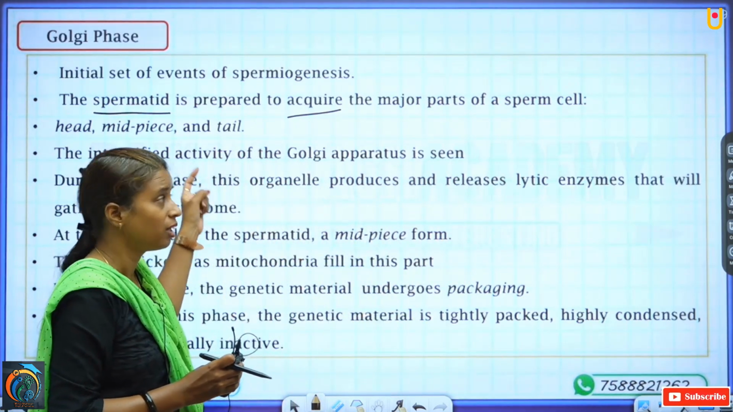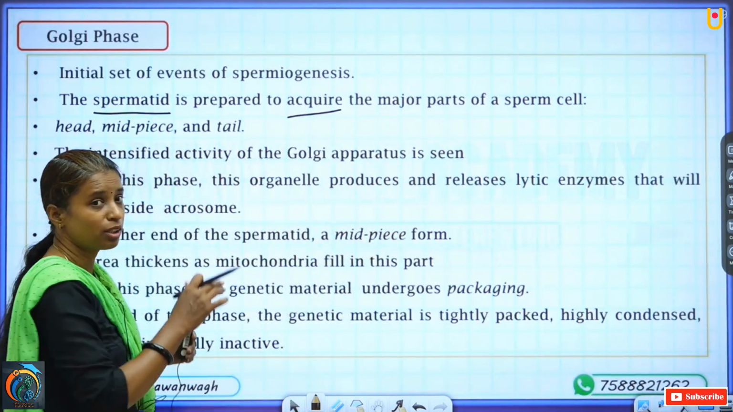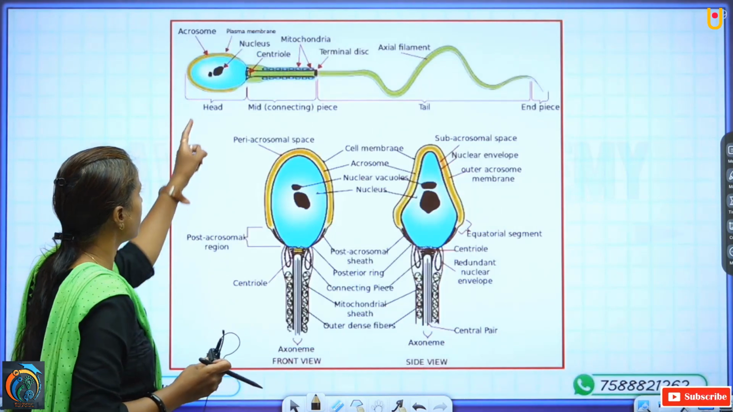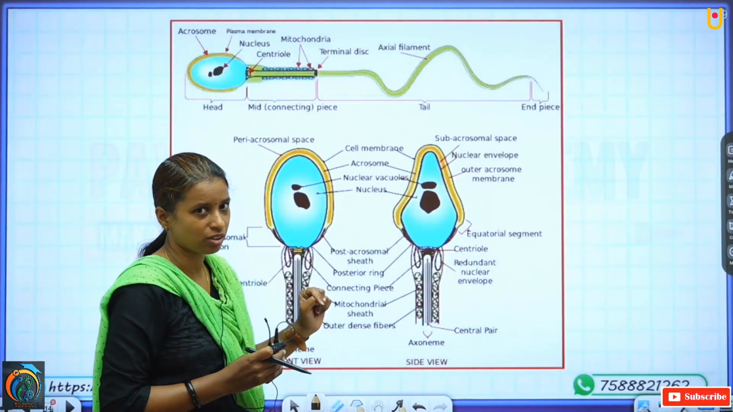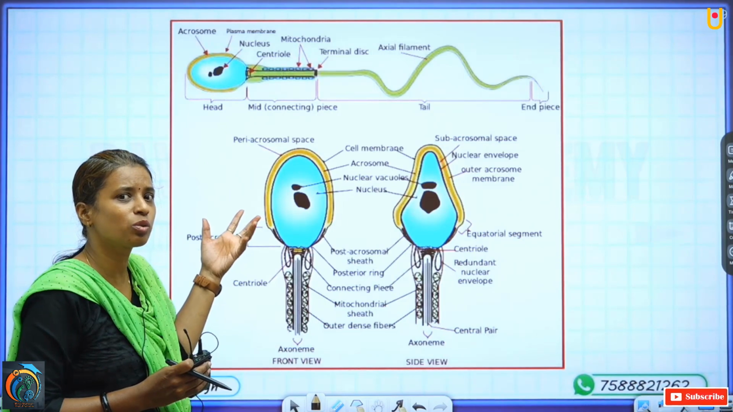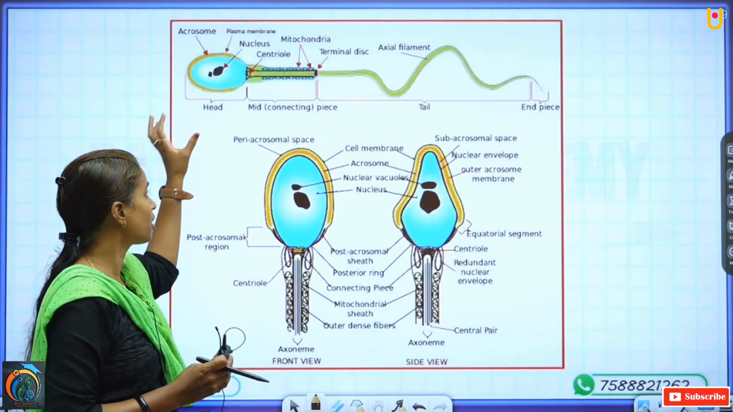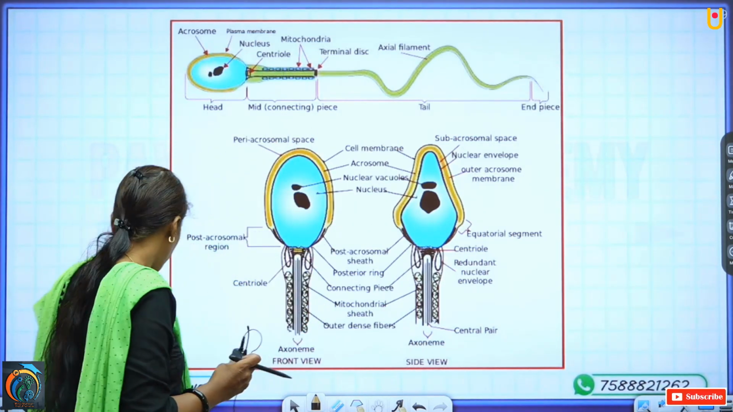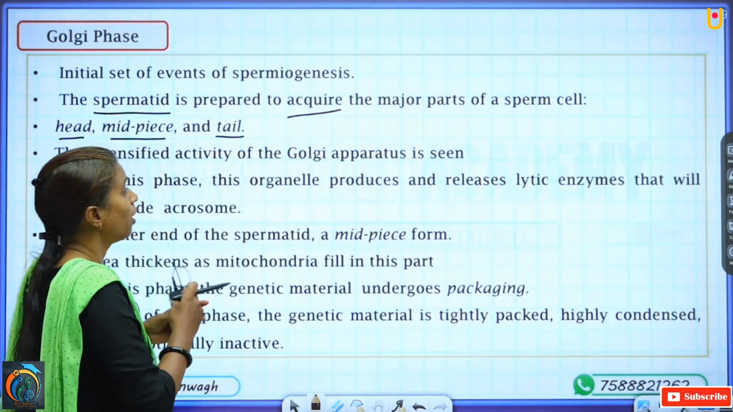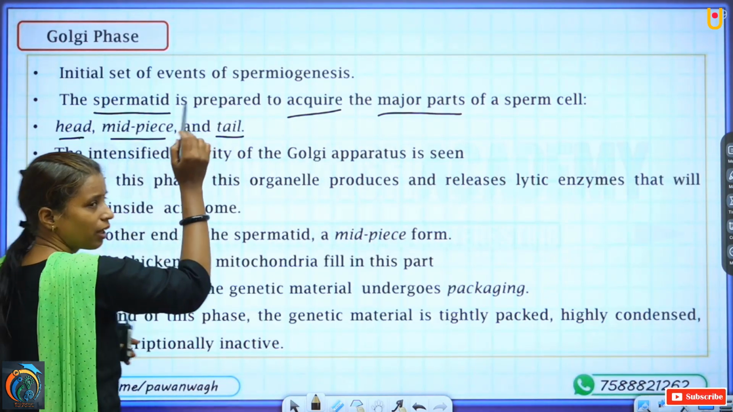Here in this Golgi phase, the spermatids are going to acquire major parts of the sperm cell. Which are the major parts of sperm cells? Head, midpiece and tail. See here, we have seen head, midpiece and tail region. But before undergoing the process of spermiogenesis, we are calling them spermatids only. When they are in a spermatid stage, the spermatids are not divided into all the structures. But when the spermatids undergo spermiogenesis, they will get divided into major parts of sperm cells. What are those parts? Head, midpiece and tail region.